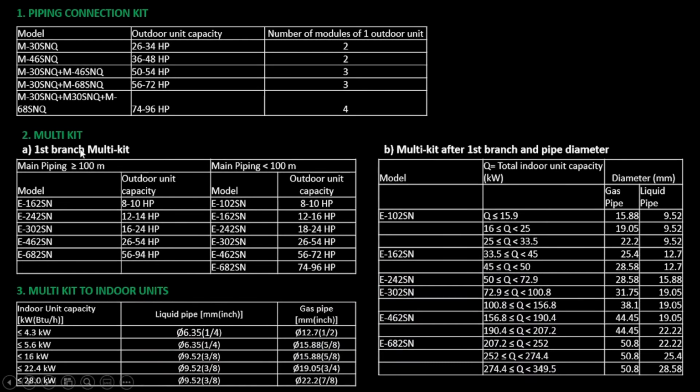For the second section, we have two tables. The first table would enable us to select the right multi-kits for the first branch, while the second table would enable us select the right multi-kits after the first branch. So for the first table, if the main piping is greater than or equal to 100 meters, then we have to use this part of the table.